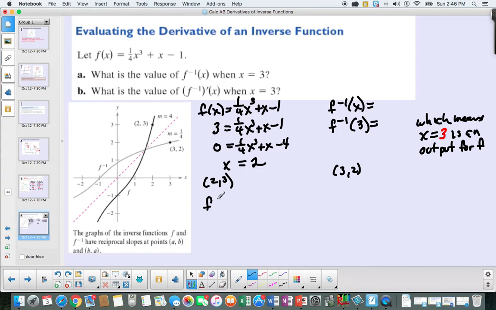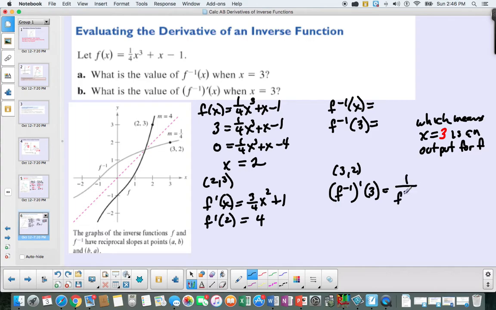Okay, I'm going to find f prime of x, because the second part of the question says to find the derivative. F prime of x is equal to 3/4 x squared plus 1. I'm going to evaluate it at 2, and when I evaluate it at 2, it's going to be 4. Now I want to find the derivative of the inverse at 3, which means it's 1 over f prime at 2. I figured out f prime at 2, and that's going to be 4, so this will be 1/4. And notice that these slopes are reciprocals of each other. So as soon as you find one, you know the other one.